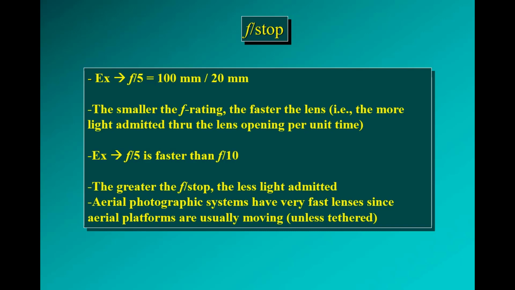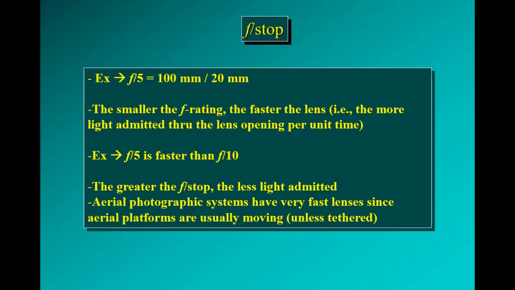So the smaller the f rating, the faster the lens system that we have. Or you could think of that as being the more light that's going to be admitted or allowed to pass through the lens opening per unit time. So for example, if we have an f5 lens, that would be faster than an f10 lens. So the greater the f-stop, the less light that's going to be admitted.